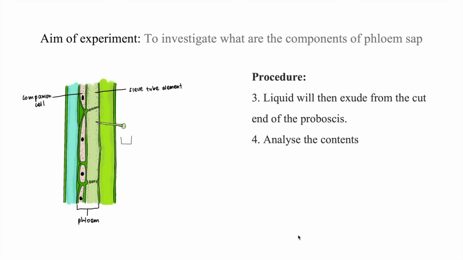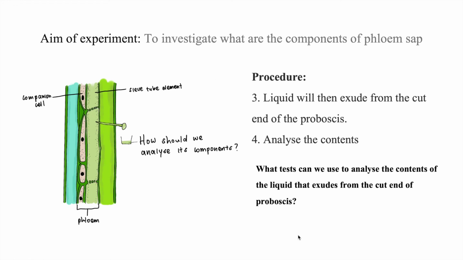The liquid will then exude from the cut end of the proboscis, collect the cell sap, and analyze its components. What tests have we previously learned that will help us to analyze the contents of the liquid that exuded from the cut end of the proboscis?